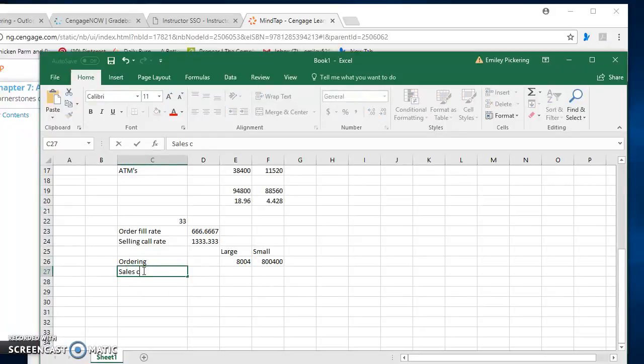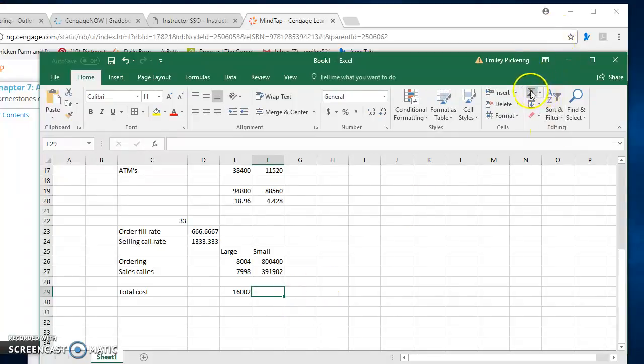And then we have sales calls. So for large, I'm going to take the 1,333, multiply it by the total number of sales calls, which is 6. Do the same thing over here, times 294. Okay, so total cost for the large is 16,002, and total cost for the small is, wow, 1,192,302. Now, that's a huge difference, obviously.